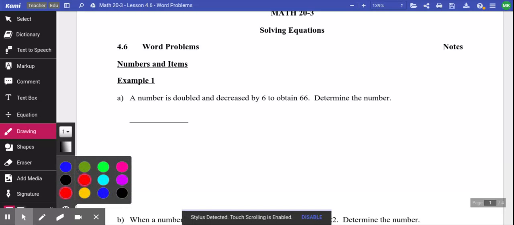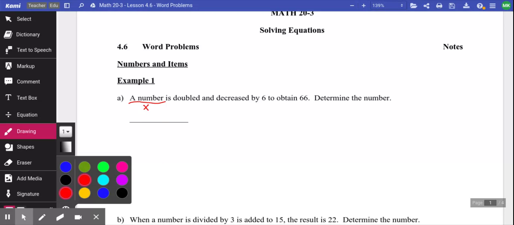With word problems, especially these first types, where it just gives a bunch of information, I think it's important that we underline things that are important and that we build equations as we read them. So, for instance, it starts off by saying a number. A number is something we don't know, right? We don't know what that number is. So in math, we just call that x.